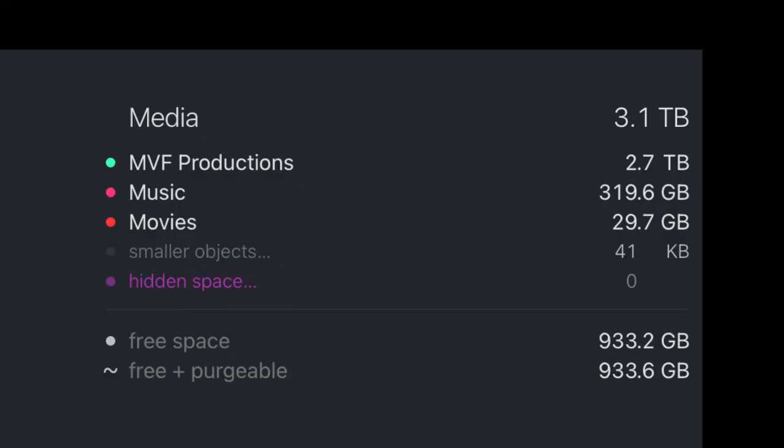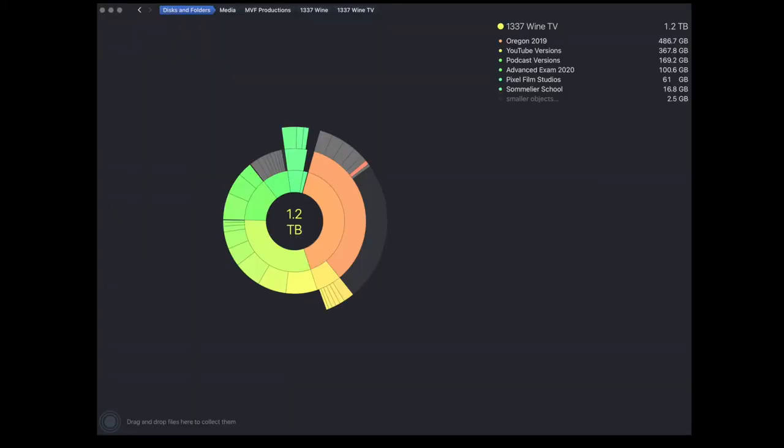My music is 320 gigabytes, and movies are 30 gigabytes. I don't really have a lot of movies in the movie file. A lot of my iTunes movies, or movies I bought through the iTunes store, should be part of that 320 gigabytes. So 2.7 terabytes for my entire production, all of it, WWTV, behind the green screens.